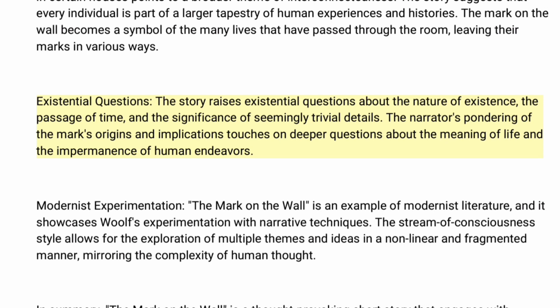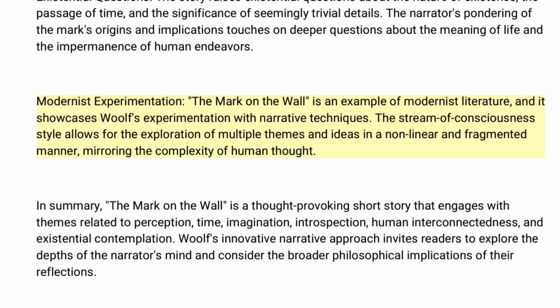Modernist experimentation. The Mark on the Wall is an example of modernist literature, and it showcases Woolf's experimentation with narrative techniques. The stream of consciousness style allows for the exploration of multiple themes and ideas in a nonlinear and fragmented manner, mirroring the complexity of human thought.